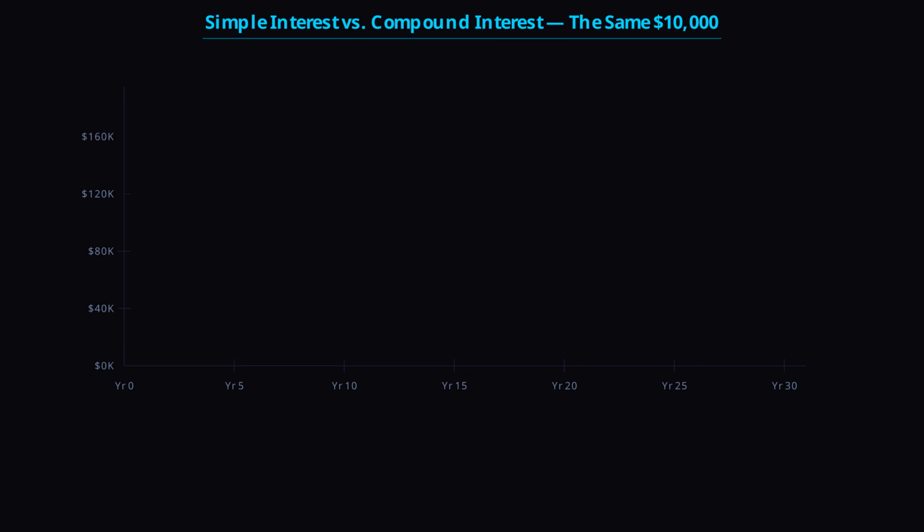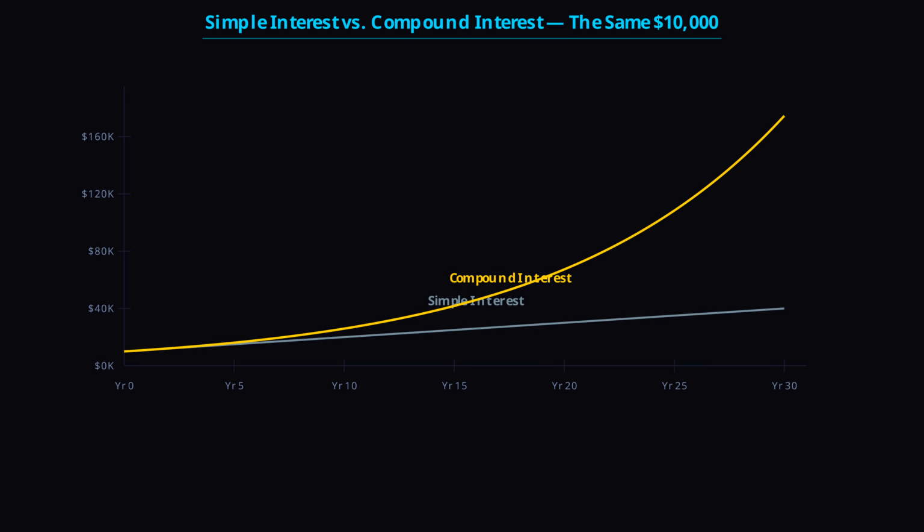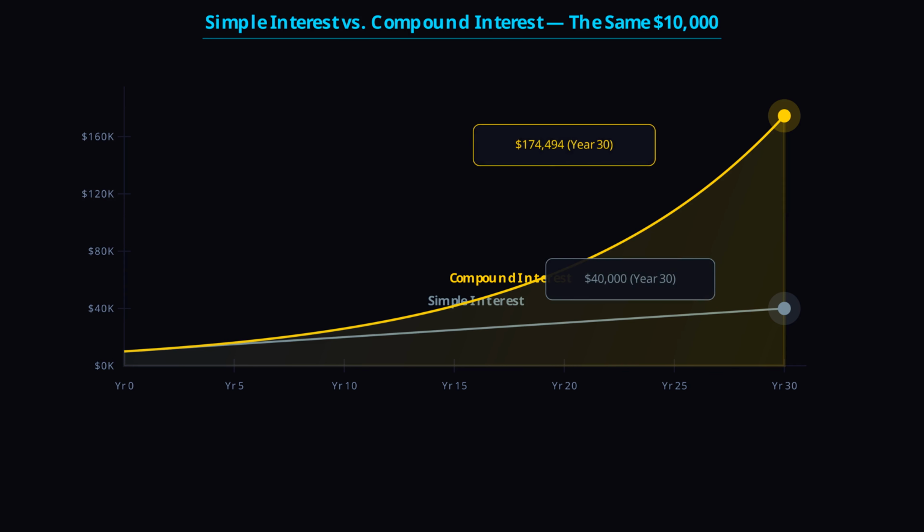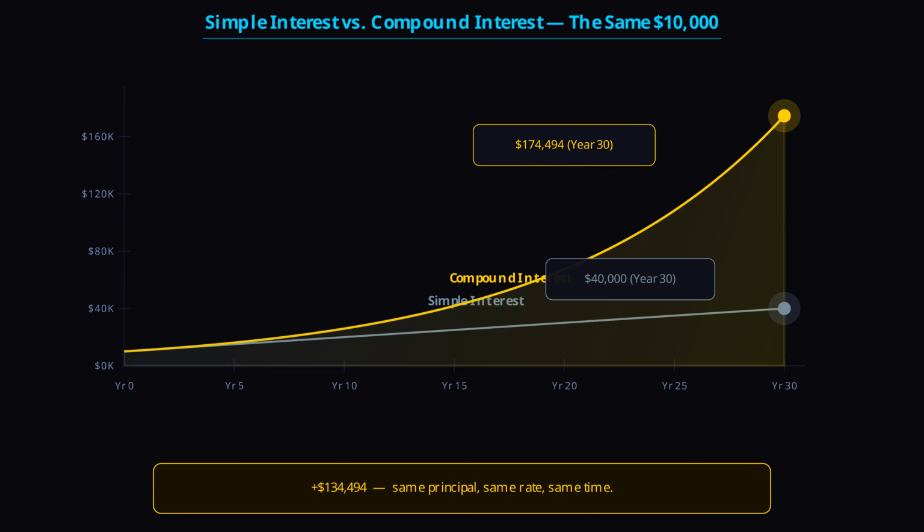Let's define the concept precisely, because most people learn it wrong. Take $10,000. Invest it at 10% per year for 30 years. With simple interest, you earn 10% on your original deposit every single year. 10 years in, you have $20,000. 30 years in, $40,000. The growth is perfectly linear, a straight line.